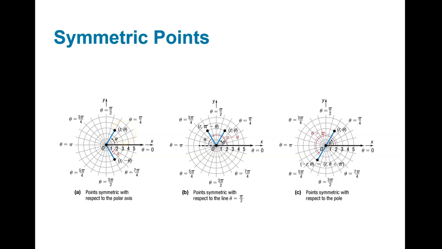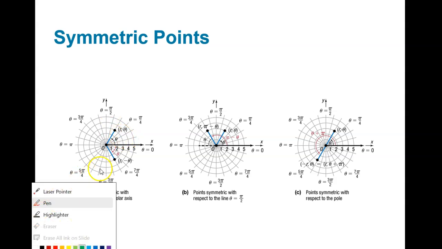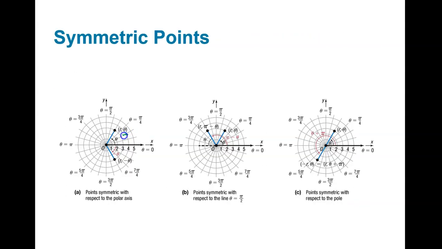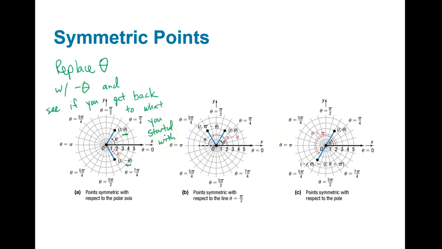The way that we do these tests is negate either theta or r, or sometimes both. For this first test, all we have to do is negate theta. If you look really close, there's theta, and right down here is negative theta. So you replace theta with negative theta and see if you can get back to what you started with. That's the way that we do it.